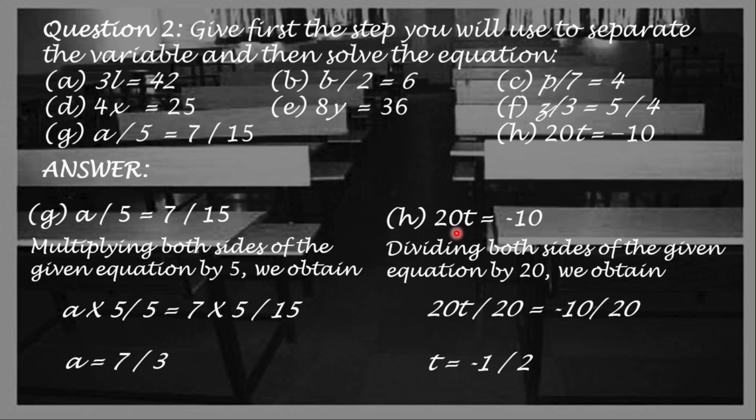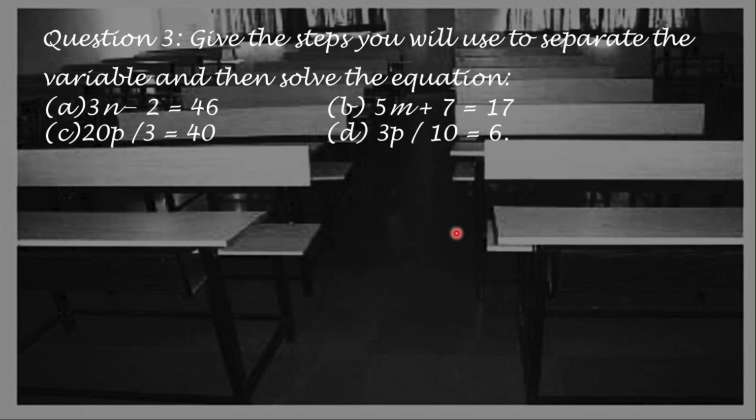Okay. Now I'm going to start question number 3. Give the steps you will use to separate the variable and then solve the equations. So the first equation is 3n minus 2 equals to 46. 3n minus 2 is equals to 46. So here we have the combination of the first question and the second question. What will you do in that case?